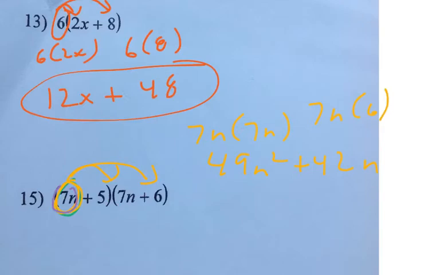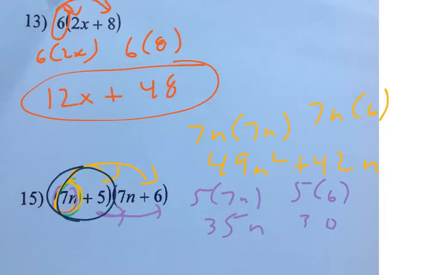But is there something else that we need to distribute? Notice the 5 right here. We need to do the same thing. This 5 is going to times 7n and give us 35n. And the 5 finally is going to times 6 and give me 30. Okay? And so notice how everything in the first parentheses times everything in the second parentheses.